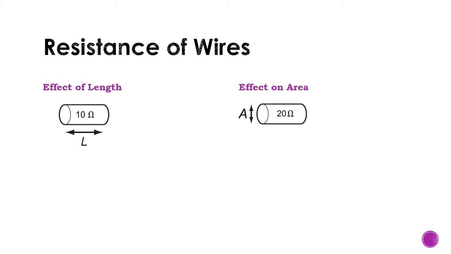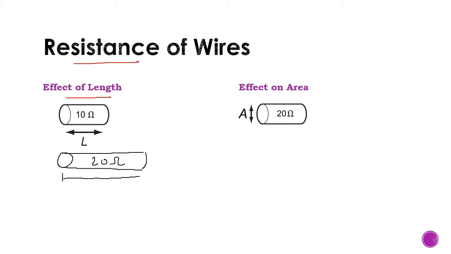So the thing is, what does the resistance of a wire depend on other than the material? First, it depends on the length of the wire. The more the length increases, the more the resistance increases. If I have this length and it's 10 ohms, and I get another wire of double the length, it will be 20 ohms. If you decrease the length, the resistance decreases. So we can simply say that length is directly proportional to resistance.